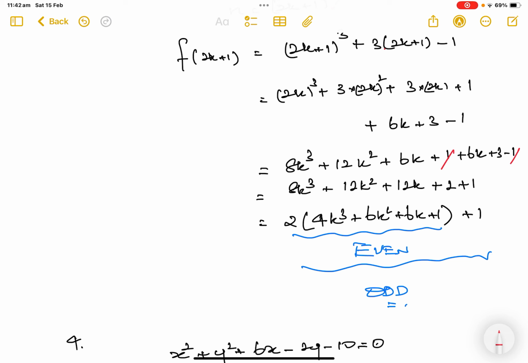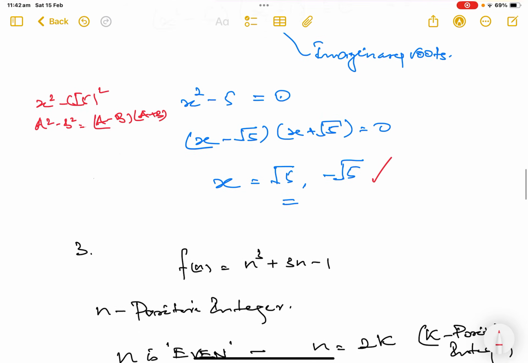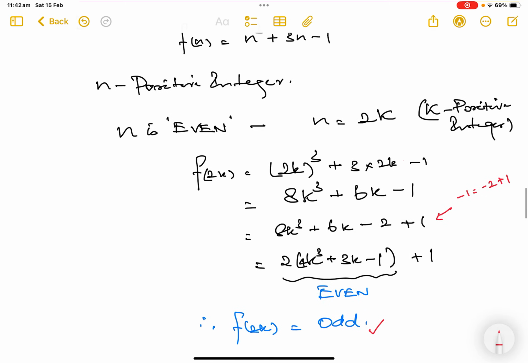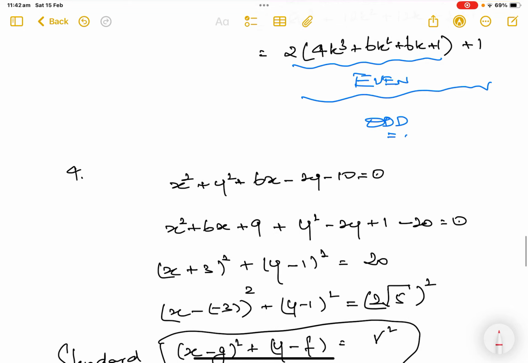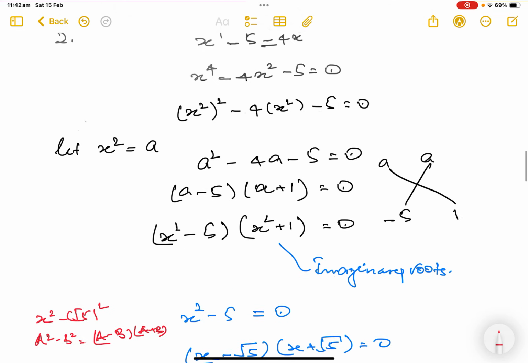I have separated that 3 as 2 plus 1. Then take 2 common from all of them except the last one. So take 2 out: 4k cubed plus 6k squared plus 6k, plus 1. Whatever is inside, the 2 is common outside. Therefore, that is even, and plus 1, so odd. So this given function is odd for all values of n, either odd or even. Next one.